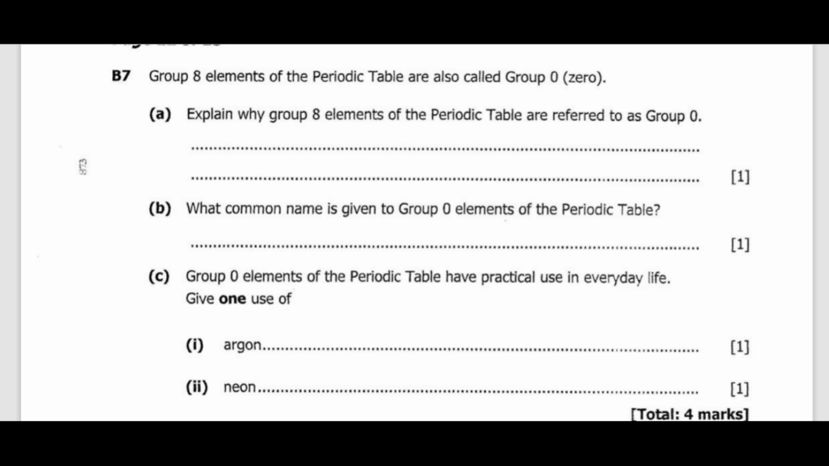Group 8 elements of the periodic table are also called group 0. Explain why group 8 elements of the periodic table are referred to as group 0. So the reason why they are referred to as group 0, they have a valence of 0. A valence of 0. In actual sense, we can say they are just stable. Their outermost shells are completely filled.